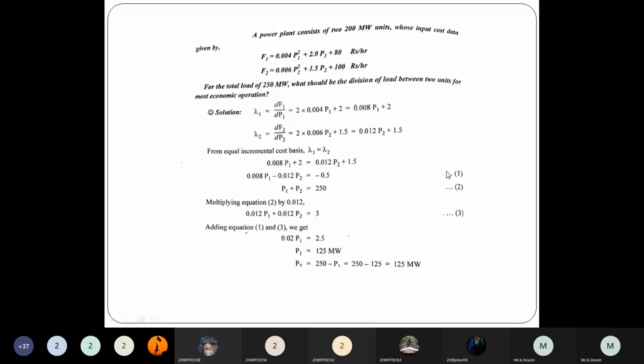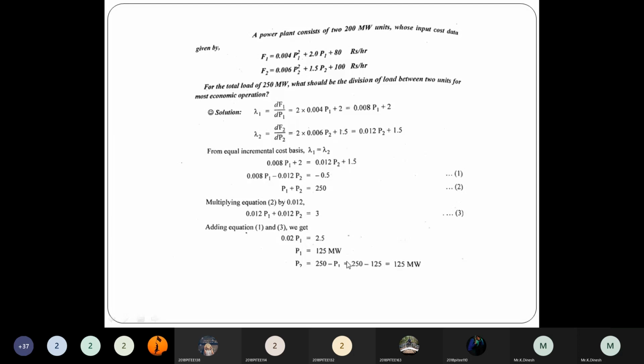Now you add 1 and 3. If you are adding 1 and 3, p2 get cancelled because plus and minus. The remaining should be 0.02 p1 equal to 2.5. p1 is 2.5 divided by 0.02, 125 megawatt. Now substitute the value of p1 in any one of the equations, either 3 or 1.